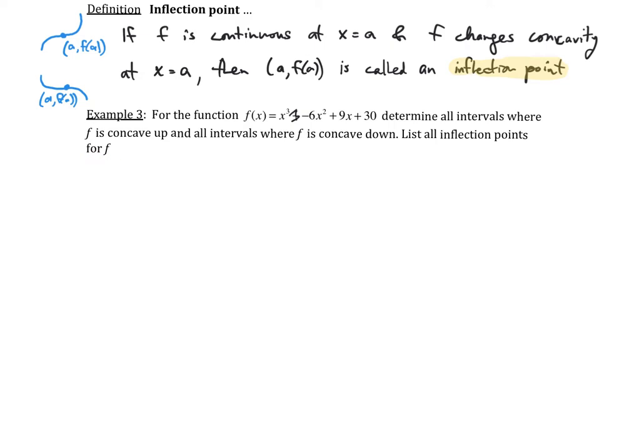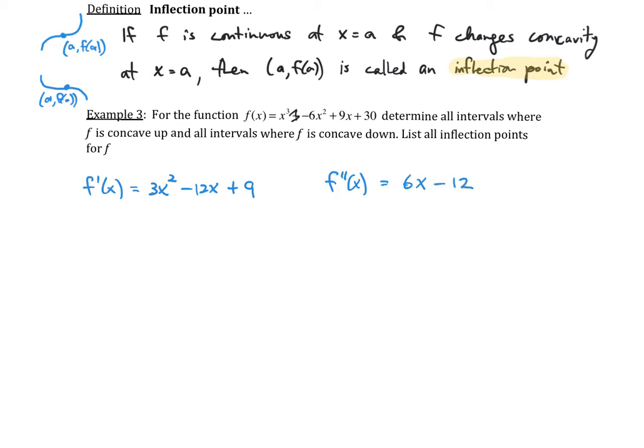So the first thing I should do is I should calculate the first derivative. So f prime of x is going to be equal to 3x squared minus 12x plus 9. That's going to be the first derivative. And as we know, concavity uses the second derivative. So let me calculate the second derivative, which is the derivative of the first derivative. We're going to get 6x minus 12.